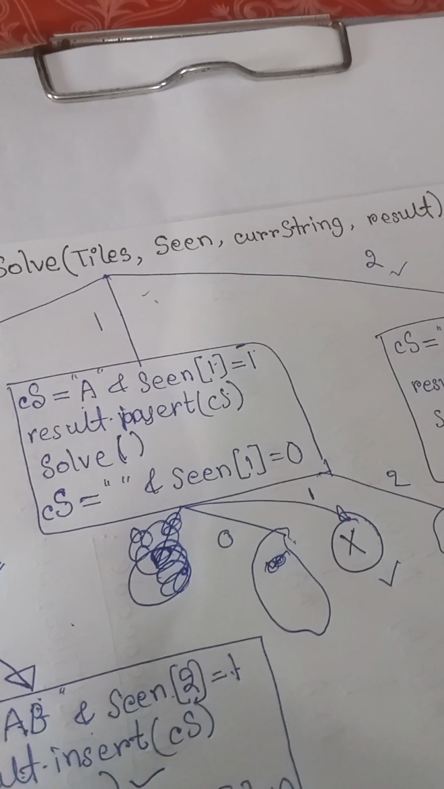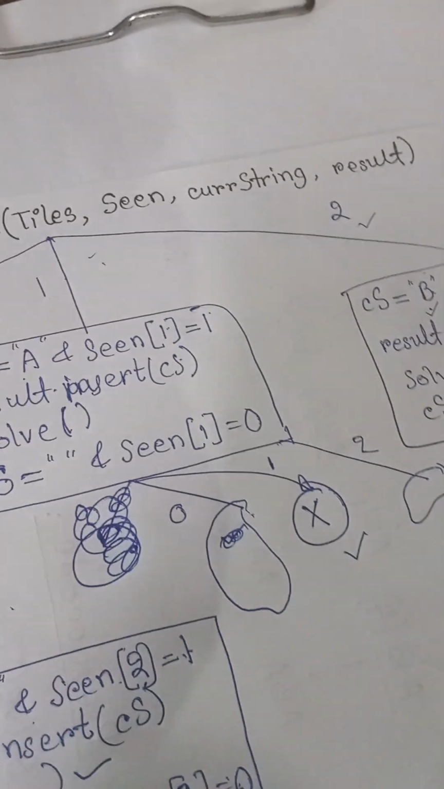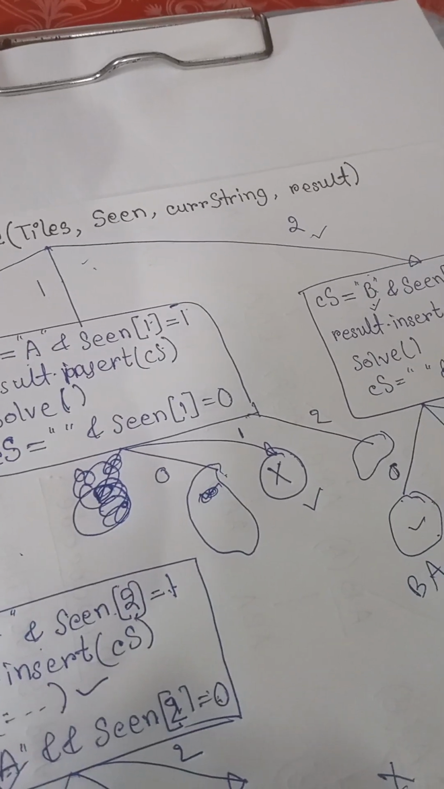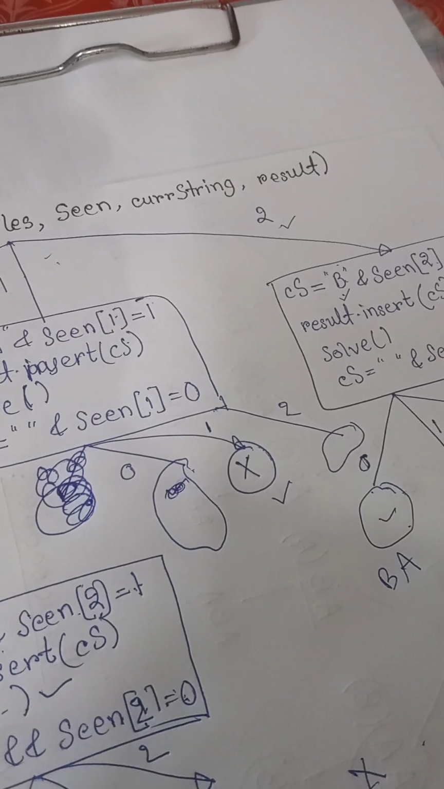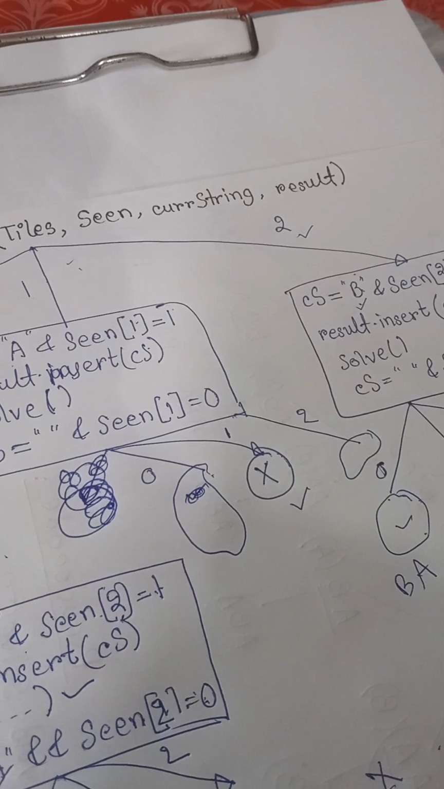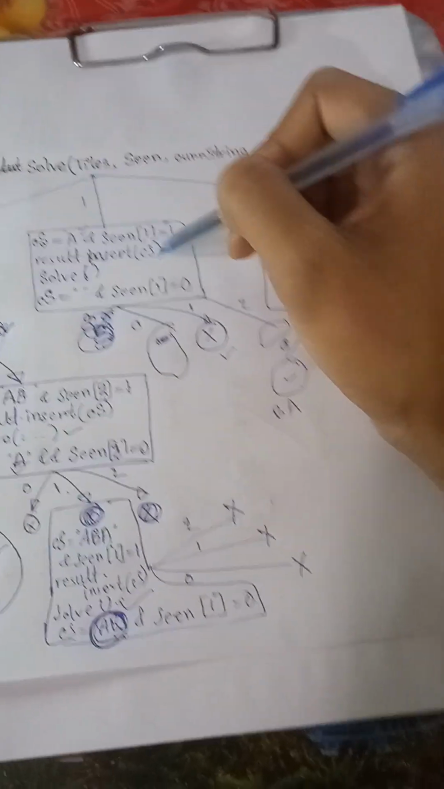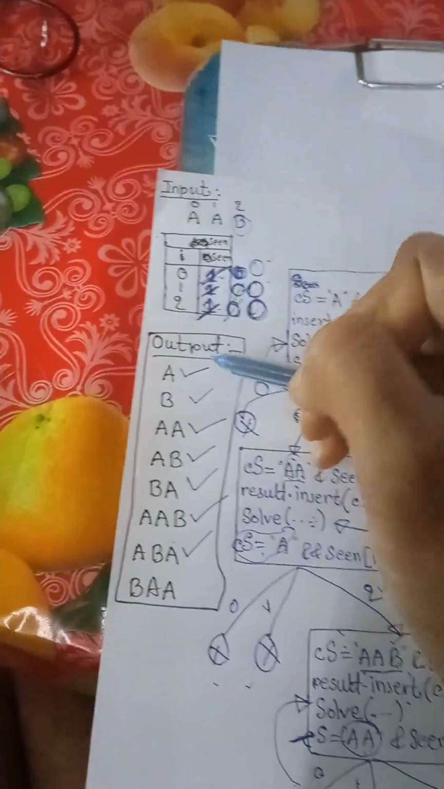then okay, so this is A. I will insert this A into my result. So I have to take the result as a set. So this A and this A count as one element. So I will get the unique elements.